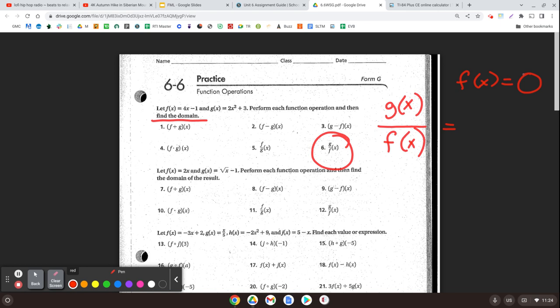So 4x minus 1 is not allowed to be 0. So 4x is not allowed to be 1. X is not allowed to be a fourth. So for this question, the domain is all real numbers except x cannot equal 1/4, because if we put in a fourth, we're going to be dividing by 0. It's going to blow the whole thing up. So that's an important part of this section.